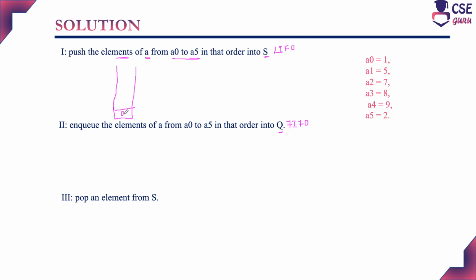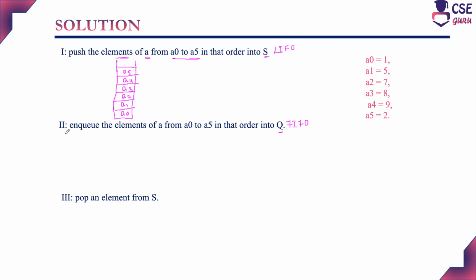First we have to push A0, and then A1, next A2, next A3, next A4 and then A5, in that order only, into the stack. The starting element A0 will go at the bottom of the stack. The next top element will be A1, then A2, A3, A4, and the final top element is A5. So the top element of the stack at the end of the first operation is A5.